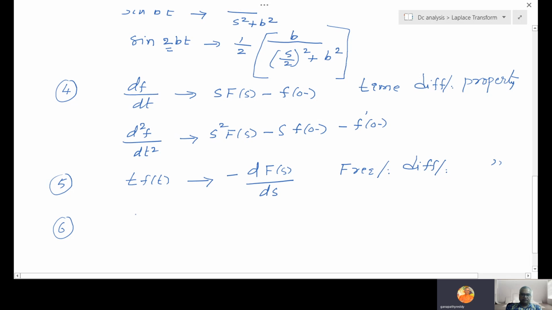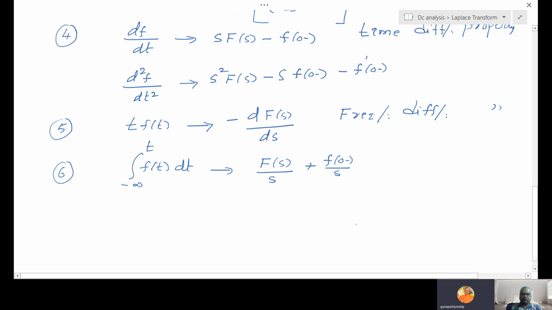Then time integration. Integral from minus infinity to t of f of t dt is F of s by s plus f of 0 minus by s. If it is 0 to t, you get only the first term. If it is minus infinity to t, you get the second term also. That is for time integration.